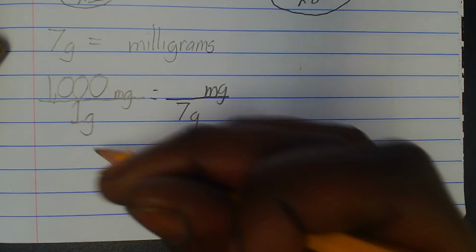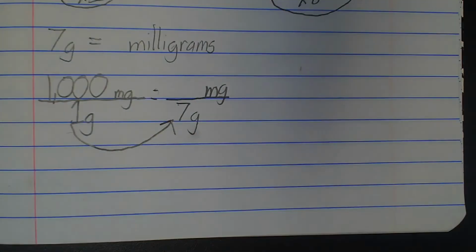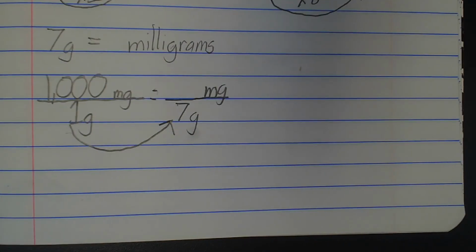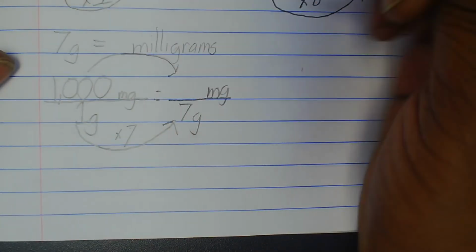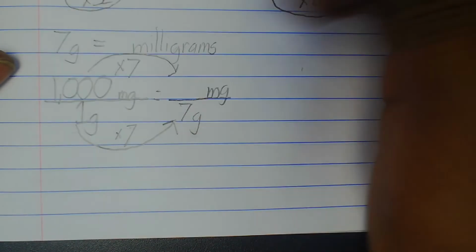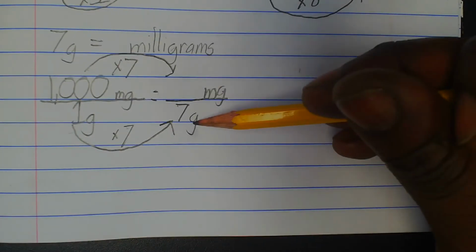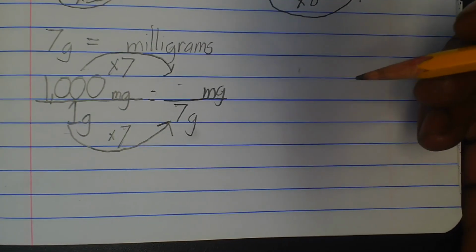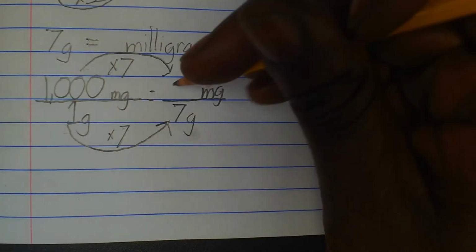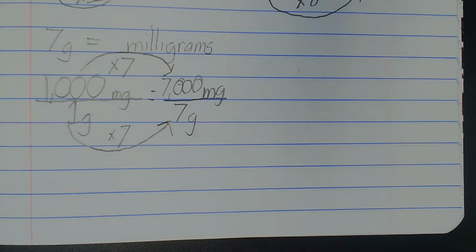Can someone tell me what the relationship is between 1 gram and 7 grams? Times 7. Very good. So whatever we use here, we use that same relationship. And of course, the amount of grams that is equivalent to 7 grams will be how many milligrams? 7,000. All right, very good, very good.